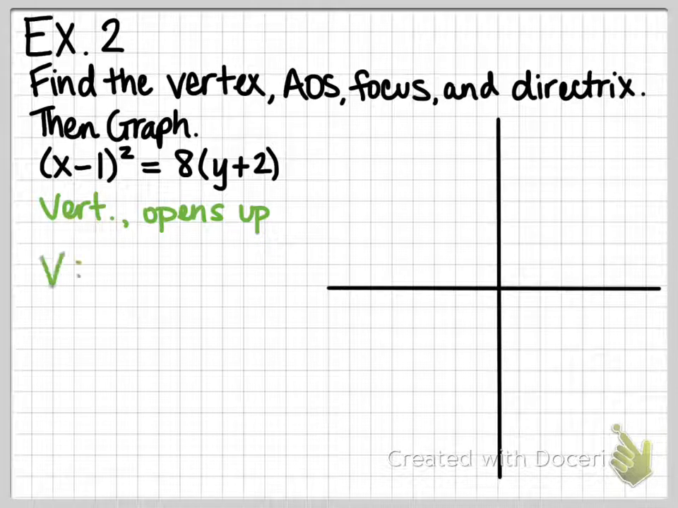Okay, so I'm going to start with my vertex. Vertex is (h, k), so you want to go where the x is first, then the y, and always change the sign when you pull out of a parenthesis. So this is going to be at 1, -2.